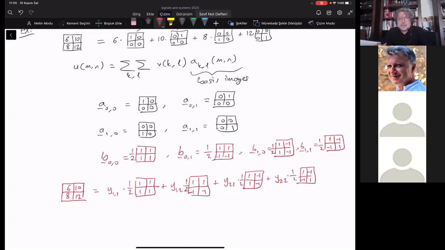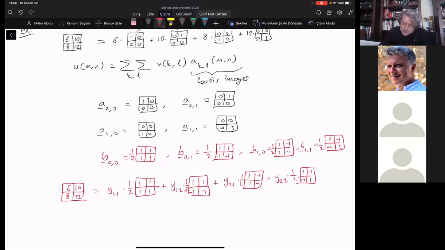Okay. If I can find them, it means I am transforming 6, 10, 8, 12 into a new set. And I said that these are orthonormal. This set is orthonormal. We found it to be like that. The example is already constructed that way.